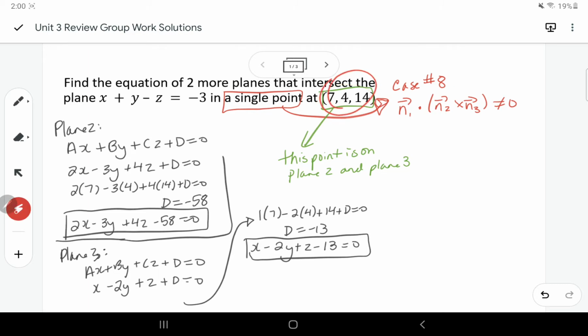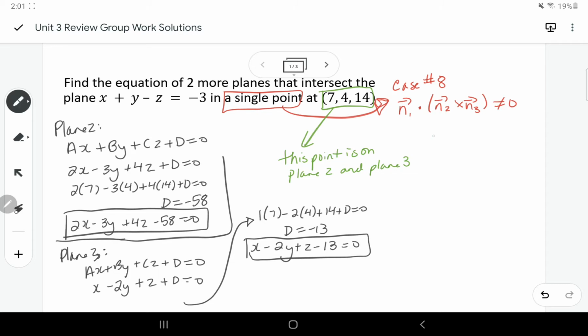They all pass through that given point, 7, 4, 14. I don't know, however, if those planes are going to be case 8, where they all intersect in a point, or the other case where they intersect along a line, and all of the planes would go through that line, and that line would just happen to have the point 7, 4, 14 on the line of intersection. And the way I'm going to check which of those cases it is, I'm just going to do this coplanar check.